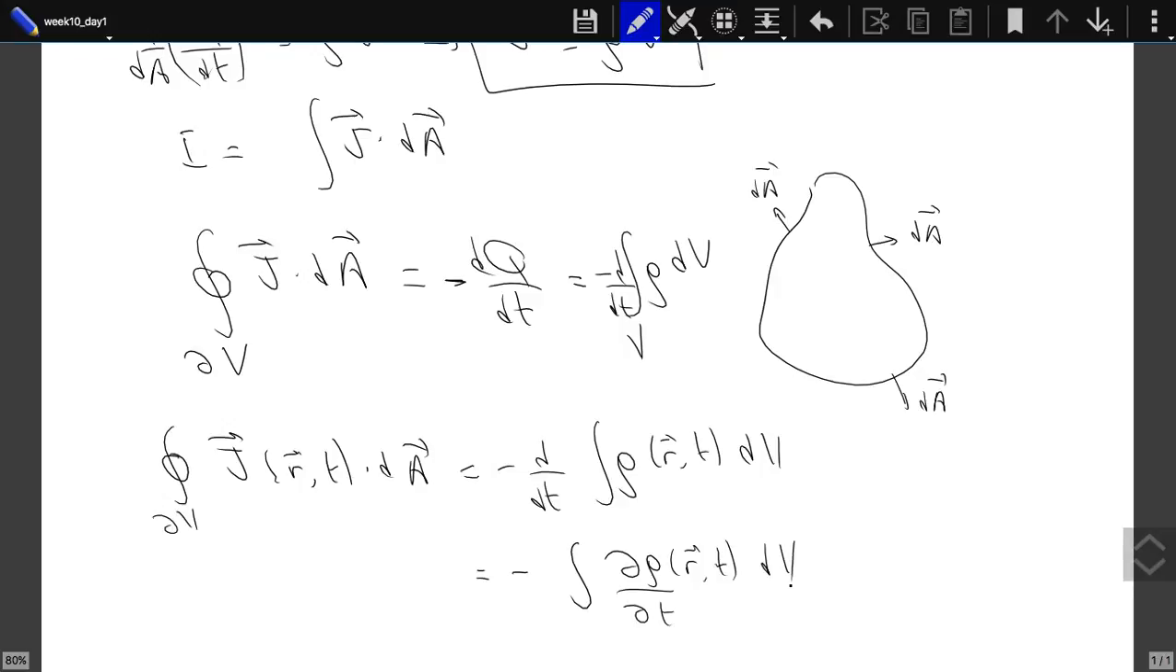Well, you see here I have a total derivative over time because rho depends on both the position and the time, but I'm integrating over all the positions. So this integral depends only on time. It doesn't depend on positions. But when I move this derivative inside, I am only taking the derivative with respect to time, so then it becomes a partial derivative.